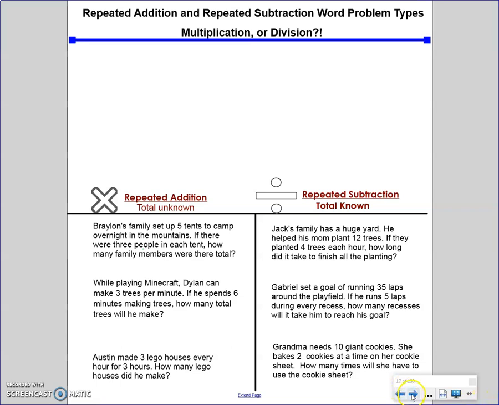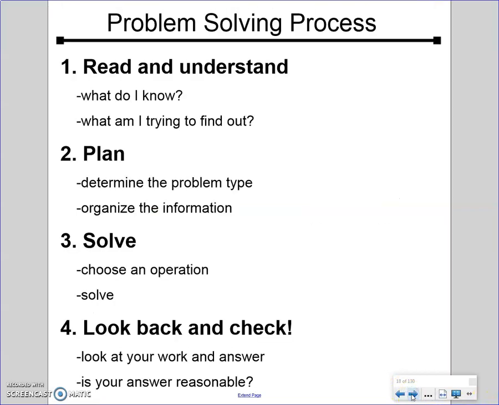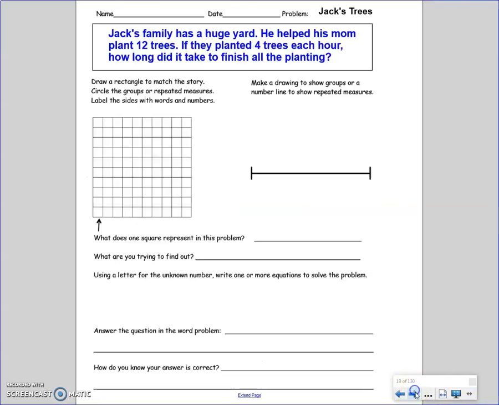Great job, 3rd grade, thinking about that with me. I can tell that we're clearly ready to use our problem-solving process to solve a story problem. Here's the repeated subtraction story problem we're going to solve. Jack's family has a huge yard. He helped his mom plant 12 trees. If they planted 4 trees each hour, how long did it take to finish all the planting?